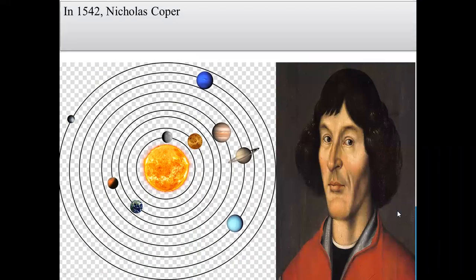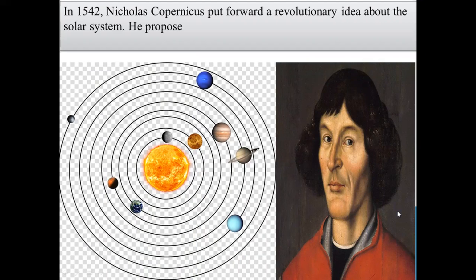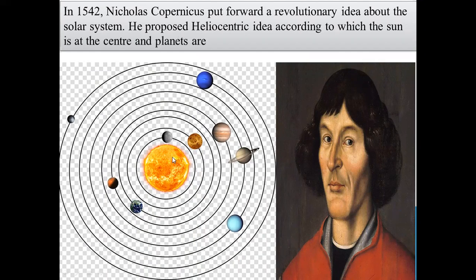In 1542 AD, Nicholas Copernicus put forward a revolutionary idea about the solar system. He proposed the heliocentric concept of the solar system. Heliocentric concept means sun is at the center and the planets are revolving around the sun. This concept was proposed by Nicholas Copernicus in 1542 AD.